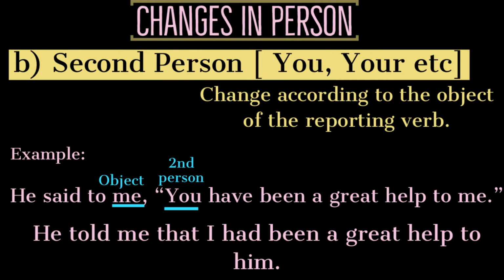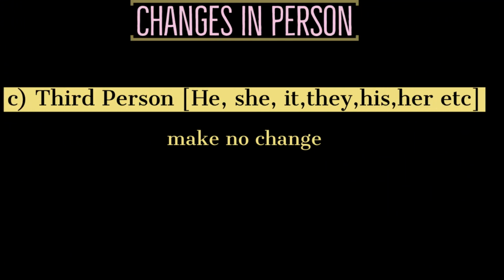Now the second person you and your will change according to the object of the reporting verb. So what is the object here? He said to me. Me is the object of the reporting verb, and in the reported speech you is the second person and you will change according to me. So it will become, he told me that I had been a great help to him. And third person, he, she, it, they, his, her, there will be no change.